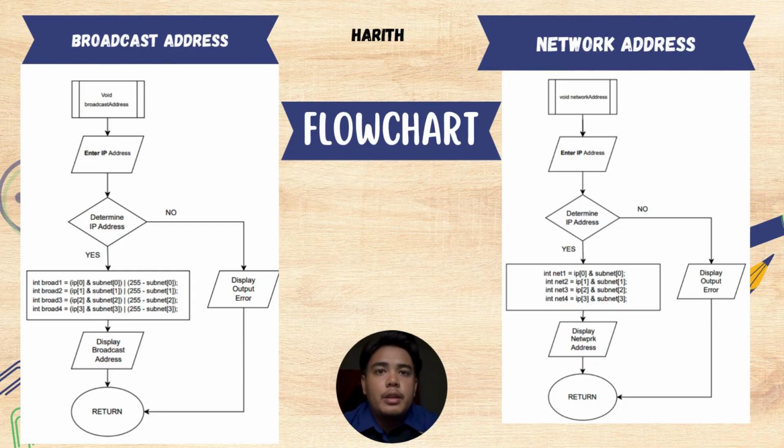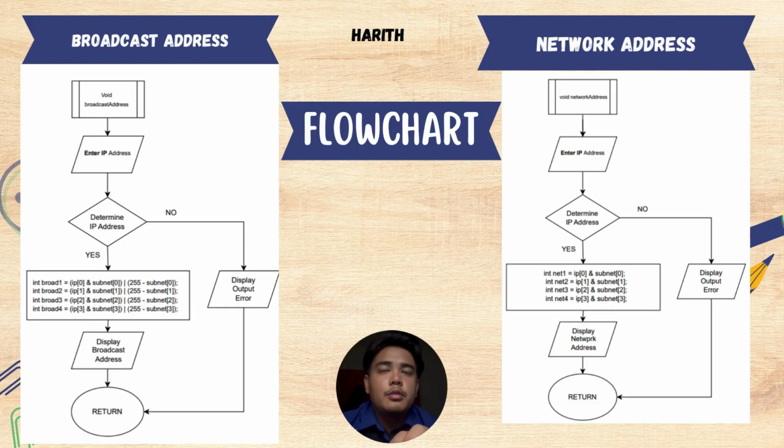So next I will explain about the broadcast address flowchart. So the user is prompted to enter an IP address. The program then determines whether the IP is valid or invalid. If invalid, it displays an error. If valid, it calculates the broadcast address using the formula broad 1 equals IP 0 OR (255 minus subnet 0), and so on. So the resulting broadcast address is then displayed to the user.